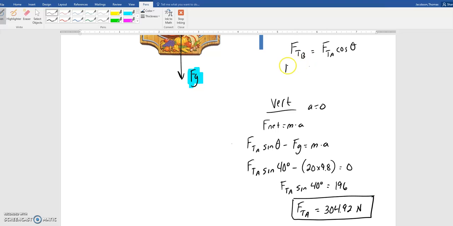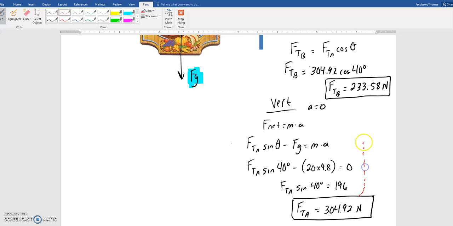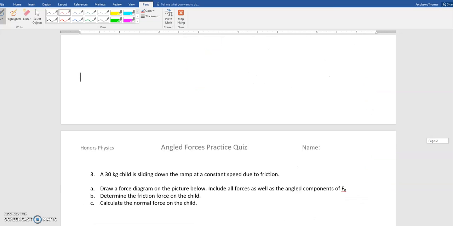Now that we know that, we can go up and do FTB equals 304.92 times the cosine of 40 degrees. And FTB is going to equal 233.58 newtons. So I had to bring this and bring that up and go into there to be able to solve that. Let's head on to the last problem.